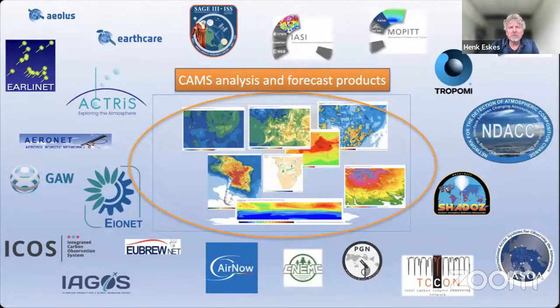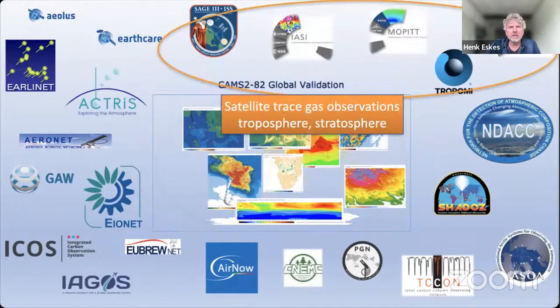Okay, so again, a similar overview. So you see the CAMS products in the middle, and the data sets that we use are satellite data, satellite trace gas observations in troposphere and stratosphere. So Tropomi on Sentinel-5P is one data set which is used heavily within CAMS. But we also have GOME-2, which is providing trace gases and ozone. MOPITT, which we mainly use for carbon monoxide. IASI, which is providing various trace gases. And also SAGE-3 as a monitor for the stratosphere.